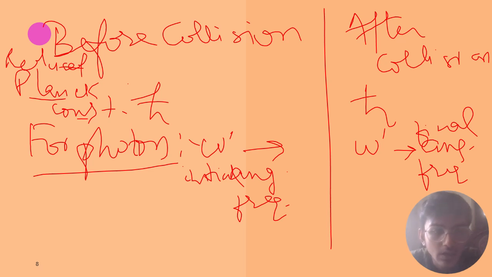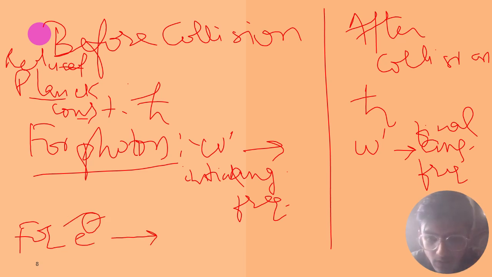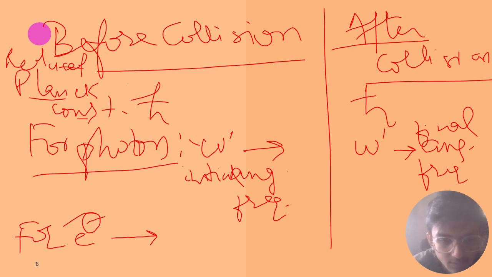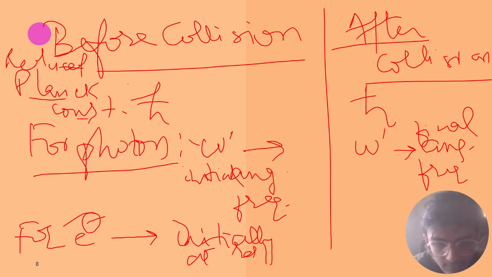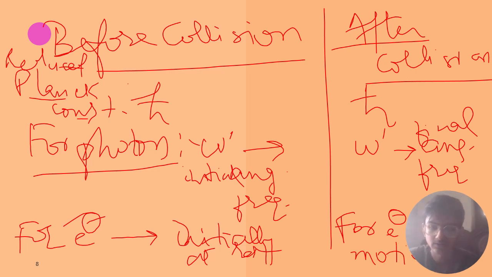Fine. Now for the electron, what can we write? It is initially at rest. So we will use this: initially at rest. And for the electron, it performs motion. So let's start and we will understand step by step. Okay, so let's begin.